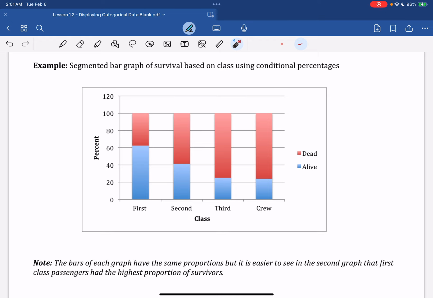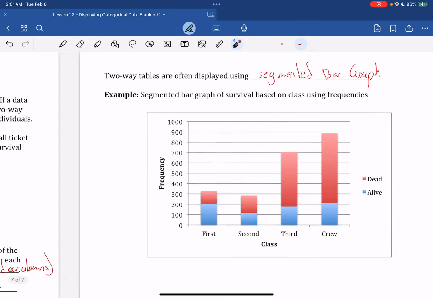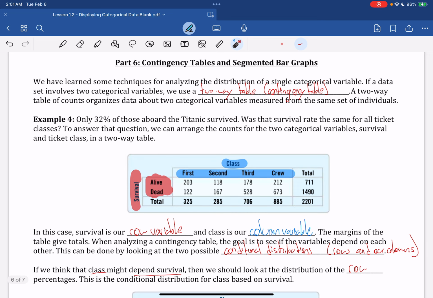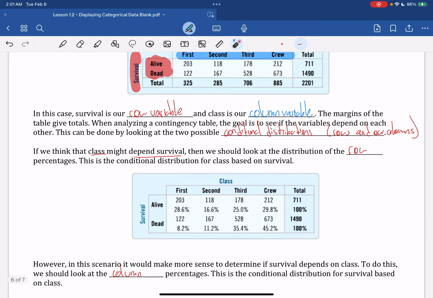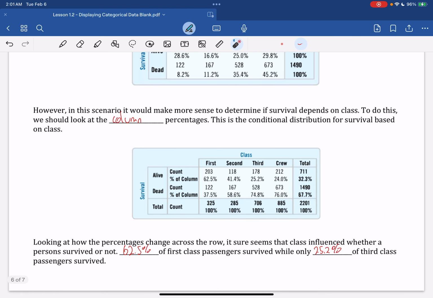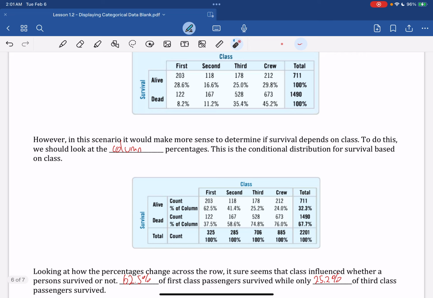I don't find the segmented bar graphs a difficult part of that. I find it's normally the contingency tables, called our two-way tables, that take a little bit to wrap your mind around when you're reading them. Take it slow, look at your columns and your rows, and see what you're finding when you work with them.